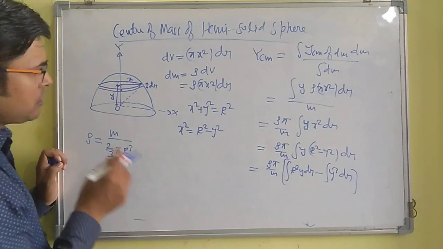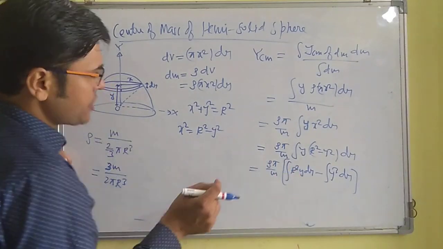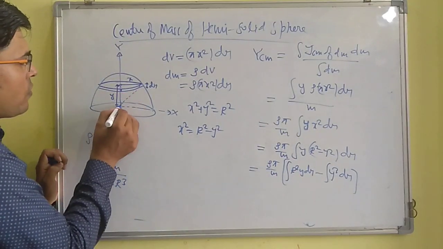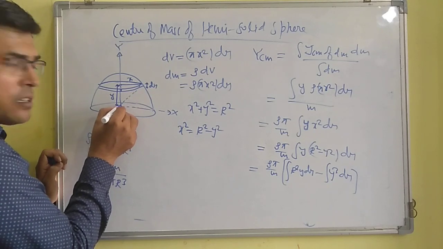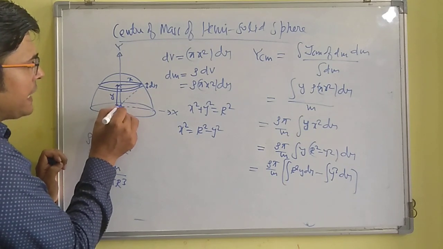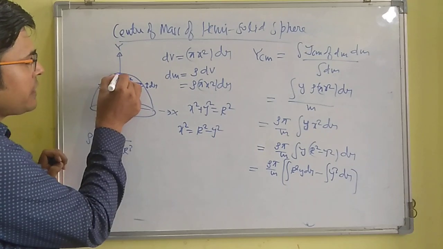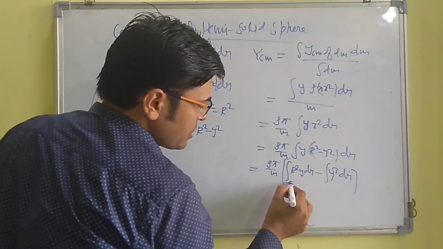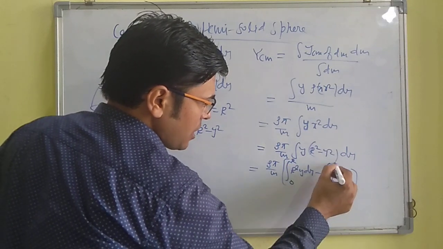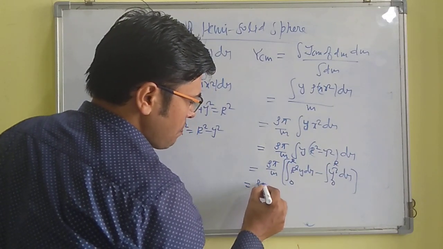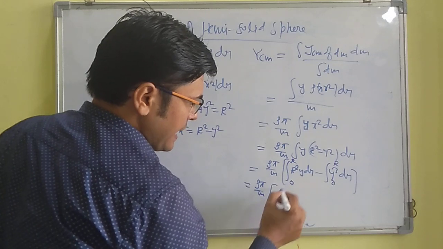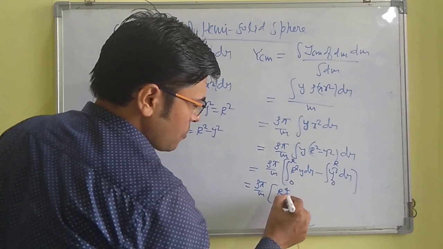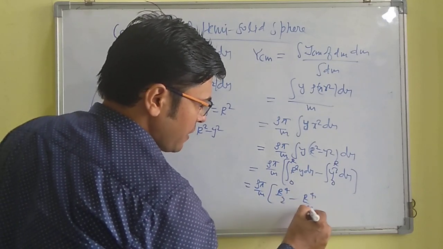Now how to find out the limits of this integration? So the first element will be formed here at a distance at origin, that is y is equal to 0, and the last elemental disk will be formed over here, that is at y is equal to r. So integrating it between 0 to r, so this comes to be rho pi by m, and this is r4 by 2 minus r4 by 4.